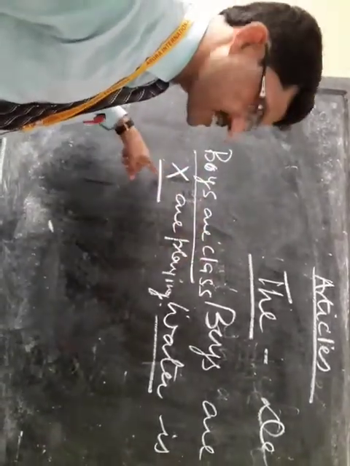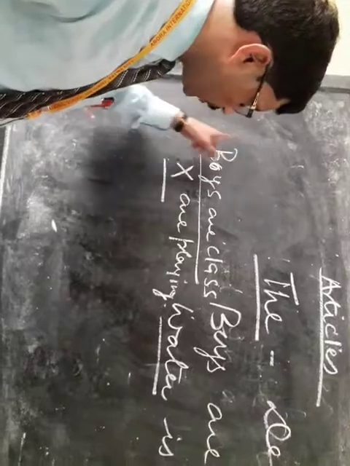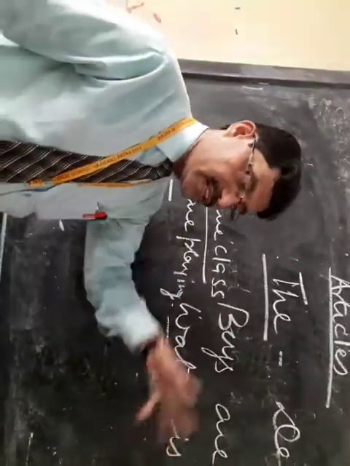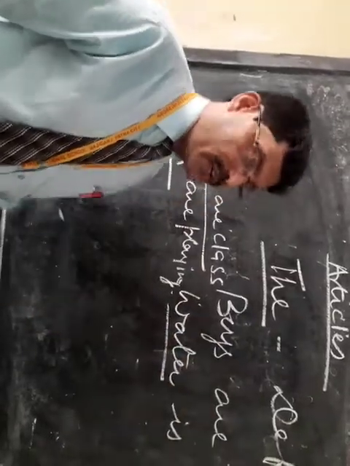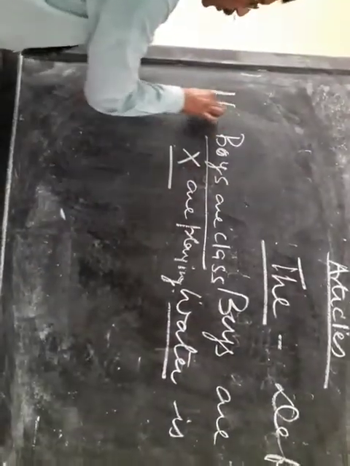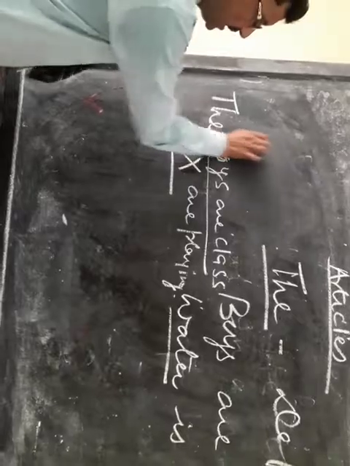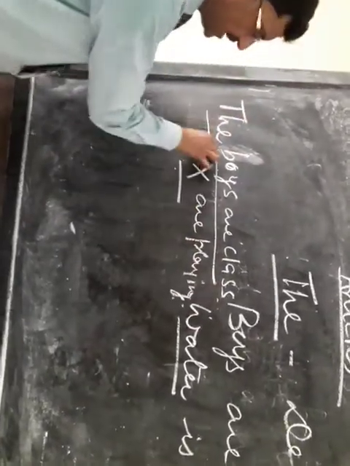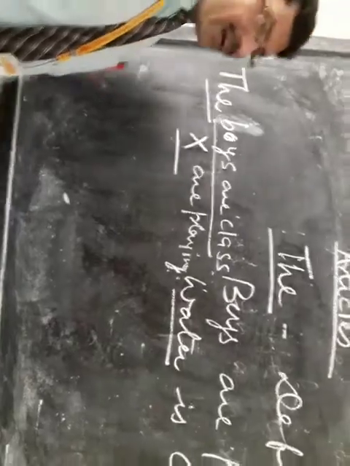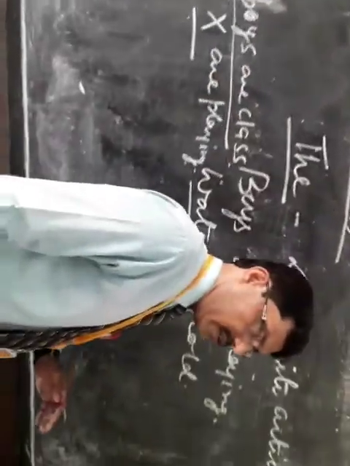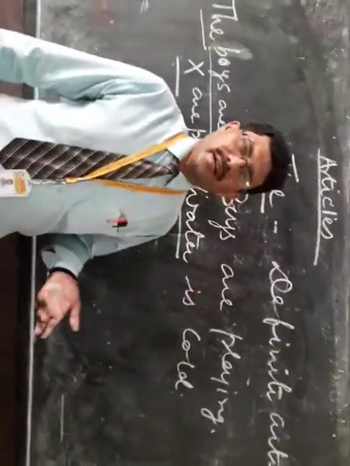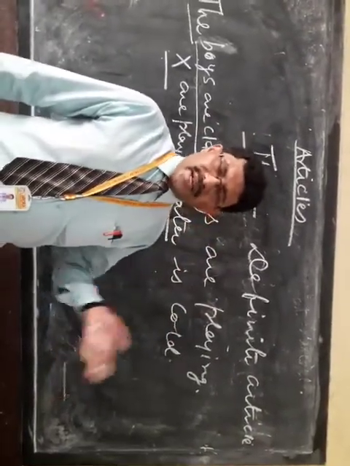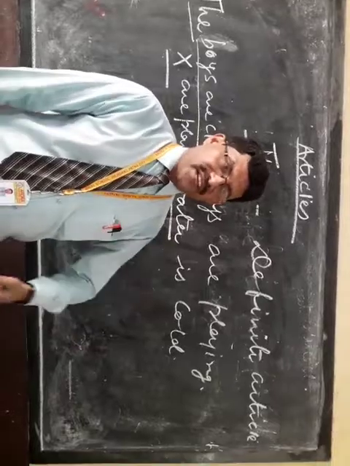Boys of class 10th are playing. Here these boys are used in a particular sense. Of which class? The 10th class. So we should use the boys. It should be, the boys of class 10th are playing. Then it is correct. Girls are dancing. Girls in general, लड़कियां नाच रही हैं. They are general. It denotes a general sense.